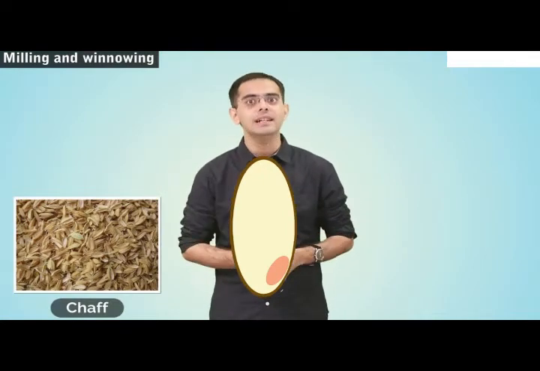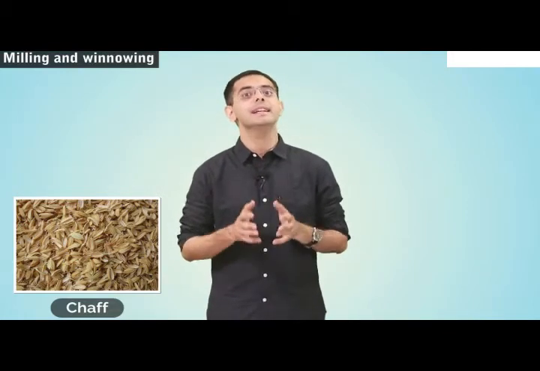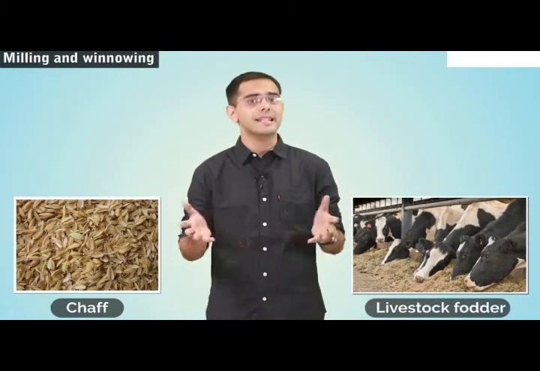Now, when the husk is removed from the grain of a cereal, then it is known as chaff. So we can say the separated husk is known as chaff. And it is of no use to human beings as it is indigestible to them. But then it's not a total waste. And that's because it can be used as livestock fodder. And what is livestock fodder? It is nothing but the food for cattle. So understood all these terms?